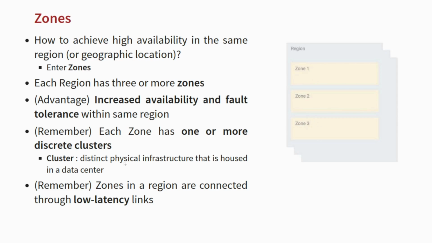Each zone has one or more distinct clusters, meaning physical infrastructure. Zones in a region are connected through low latency links, and all these nodes are connected with low latency links. So this is all about regions and zones. In the next video, let's start exploring the different services in GCP.